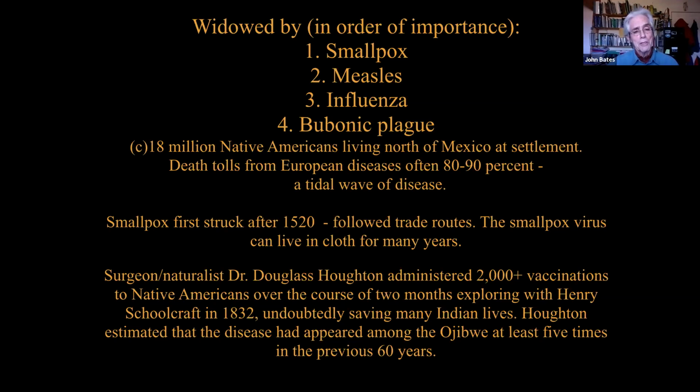However, I found it very interesting, just as a side note, Dr. Douglas Houghton, in traveling with Henry Schoolcraft in 1832, was up in the UP, and he vaccinated over 2,000 Native Americans against smallpox, which I found fascinating. He estimated that the Ojibwa had already experienced smallpox 5 times in the previous 60 years. And the illness, of course, had been with us since the mid-1500s as trade routes were being established. So the Ojibwa and other Native American tribes experienced cycles and cycles of disease coming through.